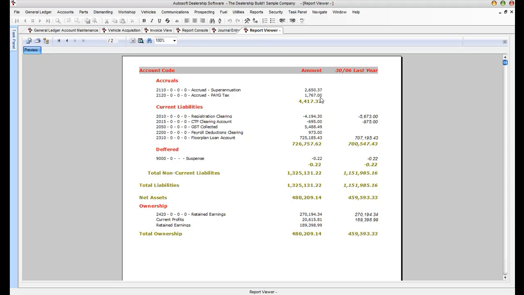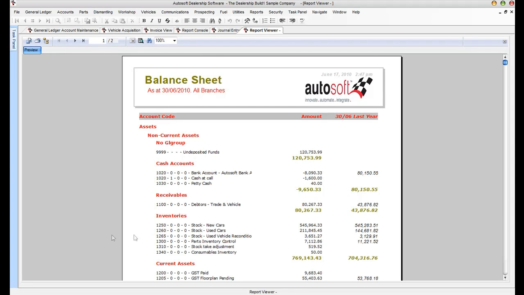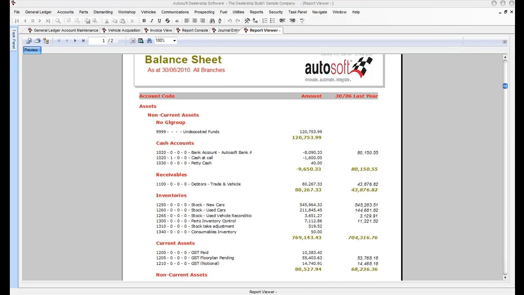So there's the $1,767 for the PAYG, $5,488 for GST collected, and the GST paid in the balance sheet there of $10,383.40. So in this case, what happens is it gives us a net BAS refund which is due.